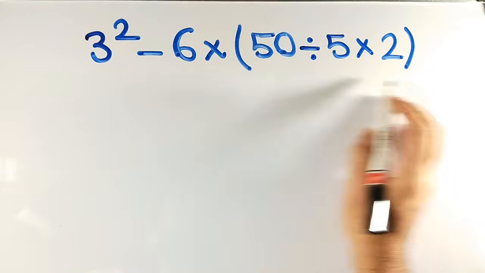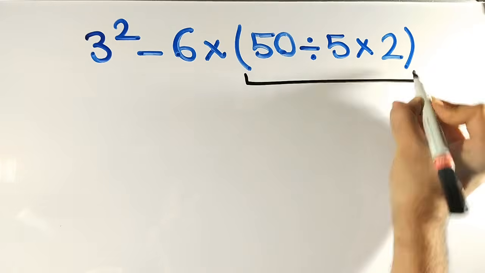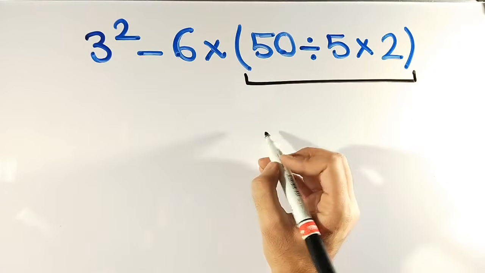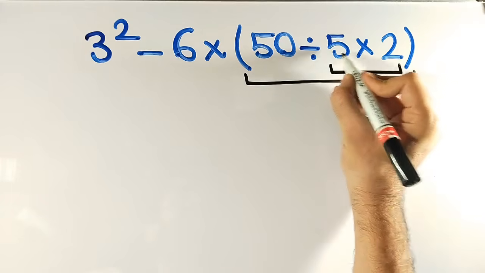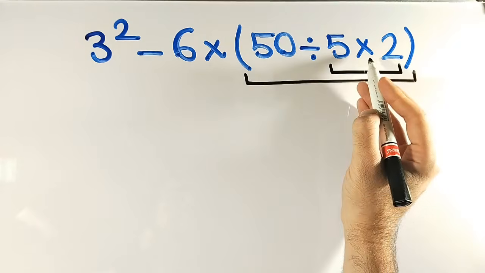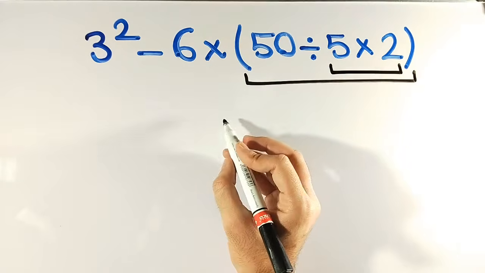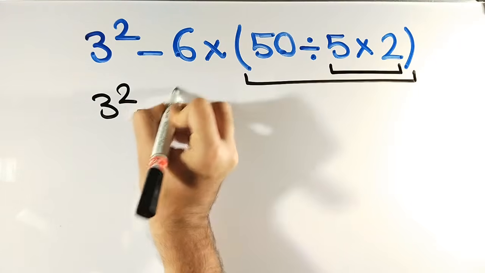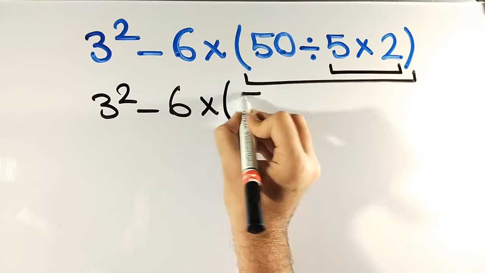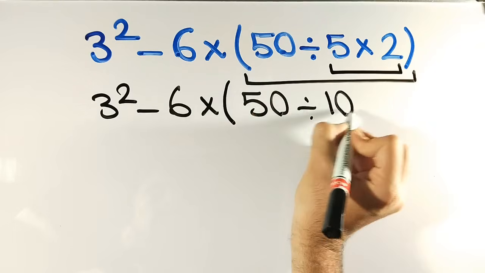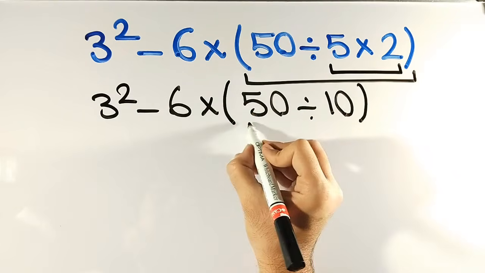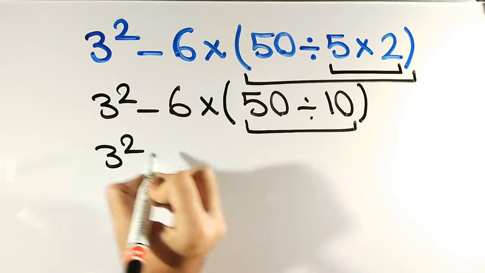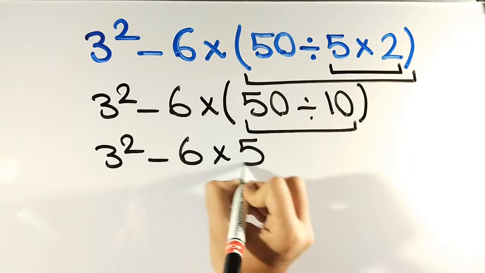Also, some other people when solving this question first go for the expression inside the parentheses because they believe parentheses have a higher priority than the other operations, and they solve the multiplication between 5 and 2 because they think multiplication has a higher priority than division. So, instead of this expression, they write 3 squared minus 6 multiplied by open parentheses 50 divided by 10 close parentheses. And the next step, they go for the division between 50 and 10 and write this expression as 3 squared minus 6 multiplied by 5.